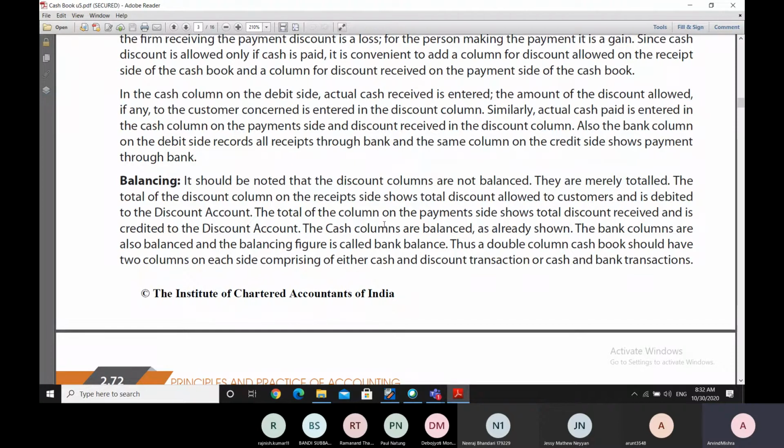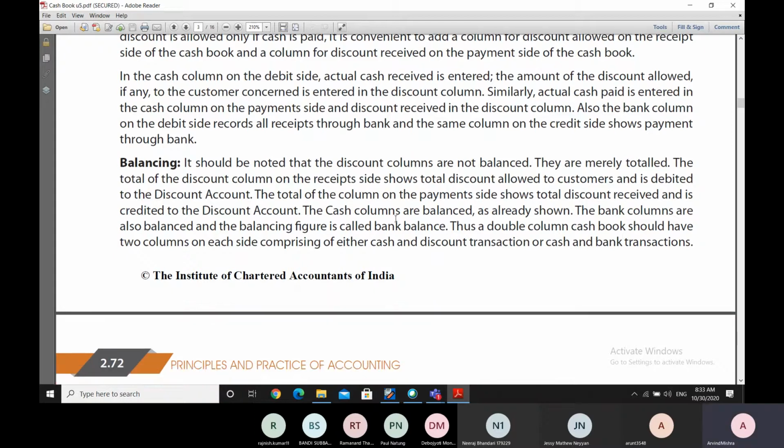because that is an expenditure or a loss for our business. The total of the column on the payment side shows the total discount which is received. What I mean is the total of the discount column on the payment side will show the total discount received by us, and that will be credited to the discount account. So therefore, we are crediting and debiting the discount account with the totals of the discount columns on the debit side and the credit side of the cash book.